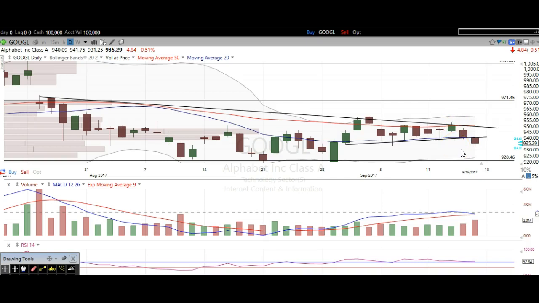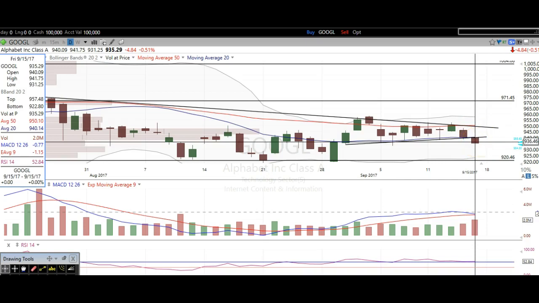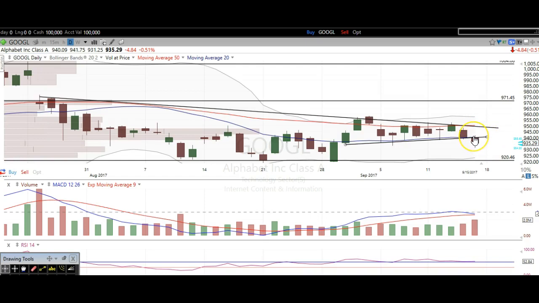But what I want to present to you is if we get a gap up tomorrow and a break of Friday's high. So Friday's high was 941.75. If we break that, to me, this is going to be a great long signal. Google is quite a bullish stock overall, and it tends to fake out the short side traders. So, yes, it looks weak here.